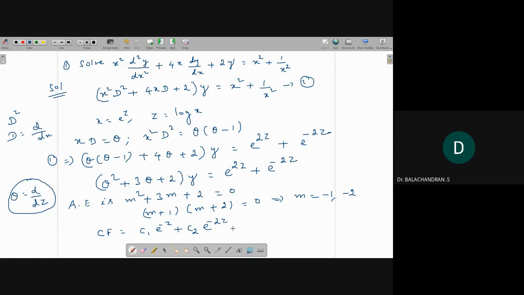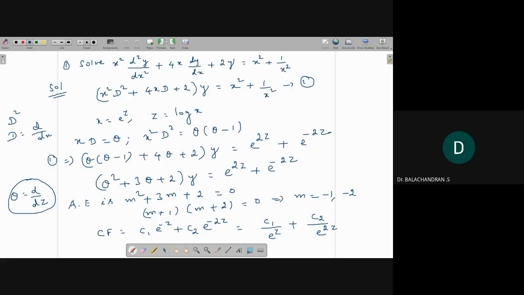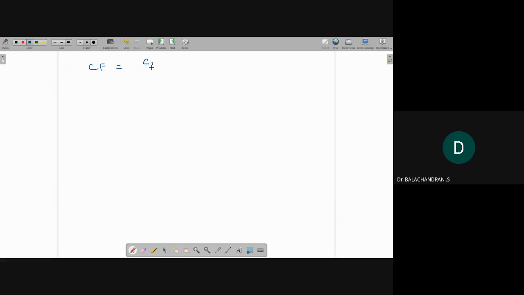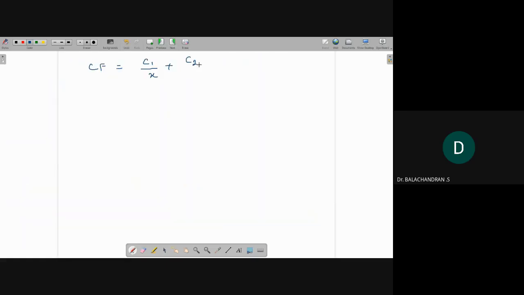Now we should convert finally in terms of x only: C1 e power minus z plus C2 divided by e power 2z. So e power z is x. So the CF is C1 by x plus C2 divided by x square.